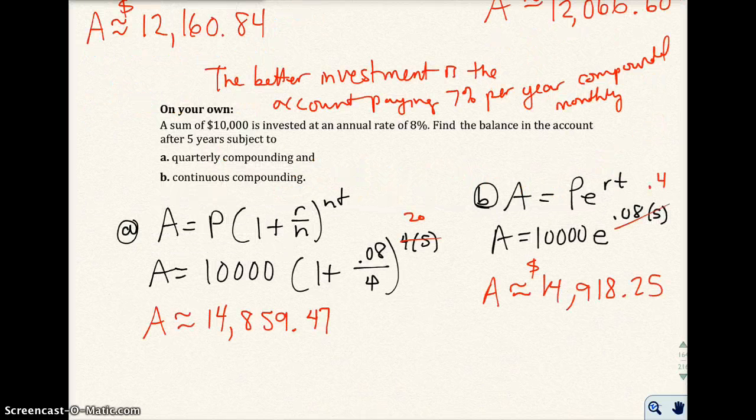Okay, so I did this one on your own, and hopefully you did it too, and check your answers. For part A, I wanted to see how much was accumulated after 5 years when compounded quarterly. I got $14,859.47. I went to the nearest cent. And then continuous compounding, I got $14,980.25. It didn't ask you which one's the better investment, but it looked like the continuous compounding is the better investment, because notice how the interest rate was the same for both of them.